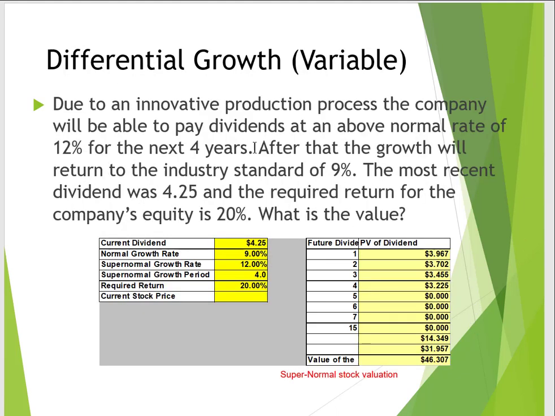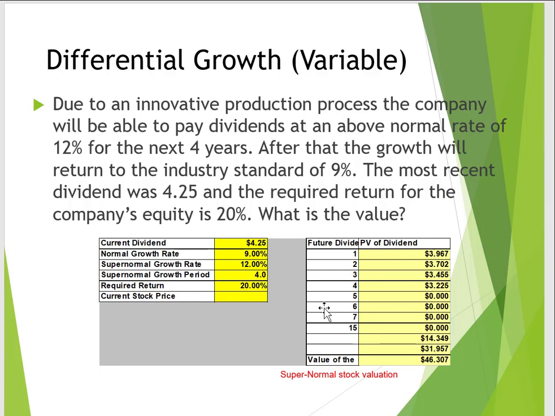So here we have an example of what they refer to as a differential growth variable. I learned this way back when as something called the supernormal growth stock valuation. So here we have an innovative process, right? They're going to be able to increase dividends above their normal rate of 12% for the next 4 years. After that, the growth rate is going to return to the industry standard of 9%. Most recent dividend 4.25, and the company's cost of equity is 20%.